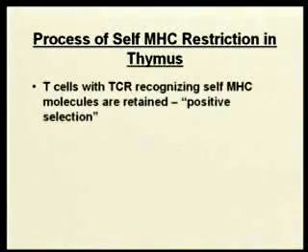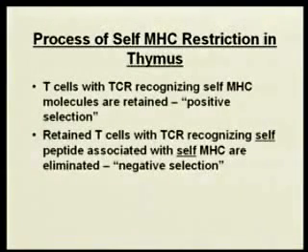And the thymic selection, where this process takes place, is typically in the thymus. As discussed earlier, T cells with T cell receptors recognizing self-MHC molecules are retained. So the first requirement is that the T cell must be able to recognize MHC class 1 or class 2 molecules.